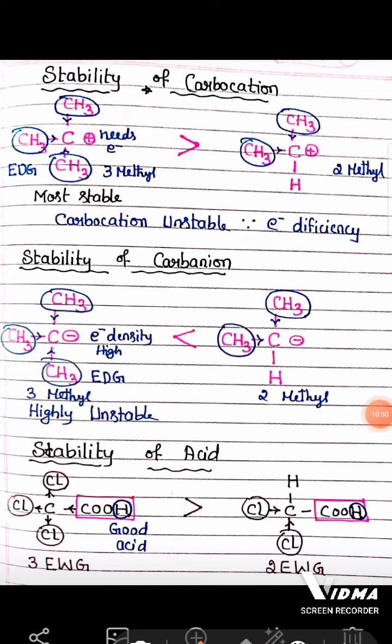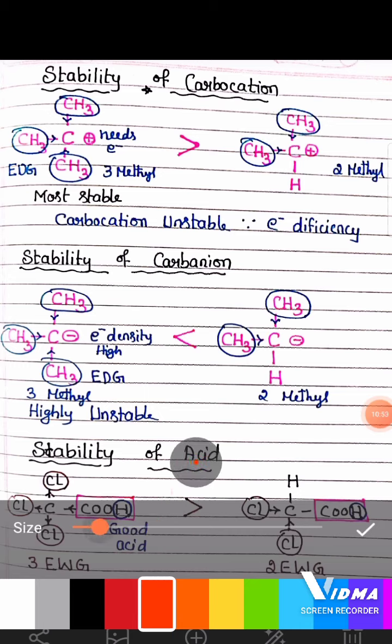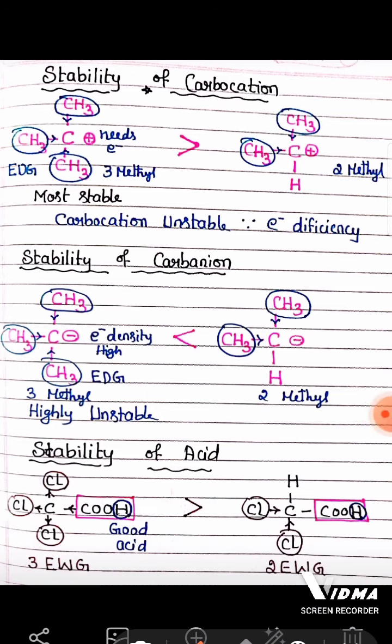Now in this tertiary carbocation, we can find 3 electron donating methyl groups. These methyl groups are electron donating groups, so they donate electrons to the carbon atom. In this case we can find only 2 methyl groups, only 2 electron donating groups. So the electron density will be lesser in this secondary carbocation, whereas in the tertiary carbocation the electron density is going to increase because of the presence of 3 methyl groups.